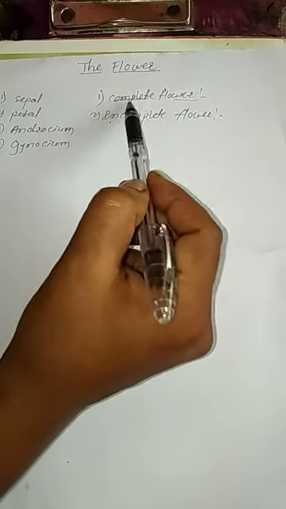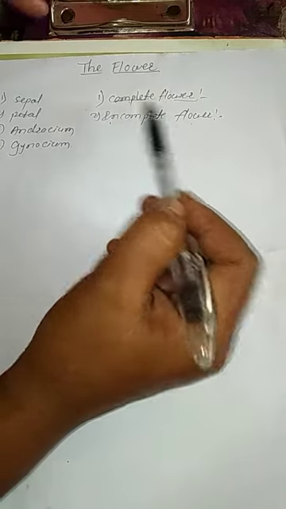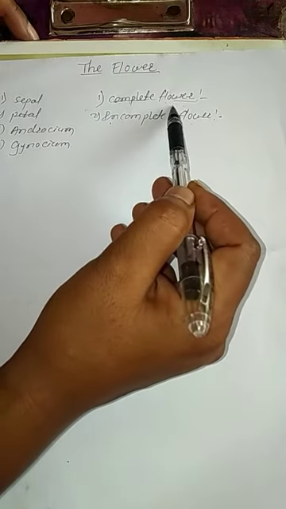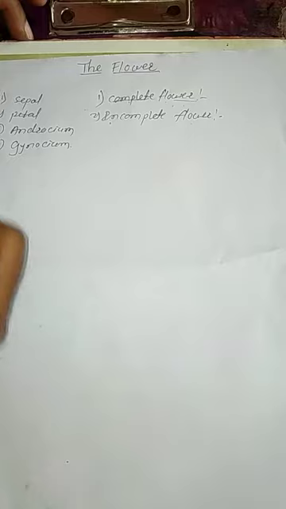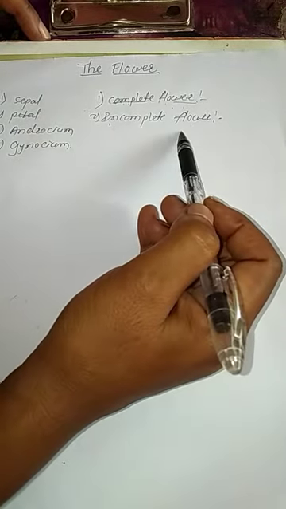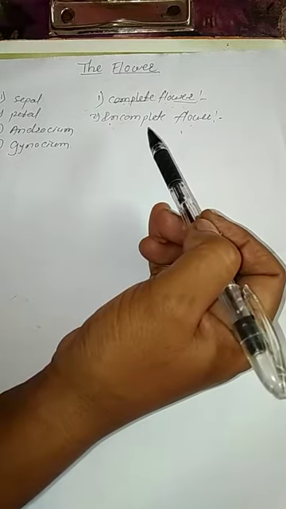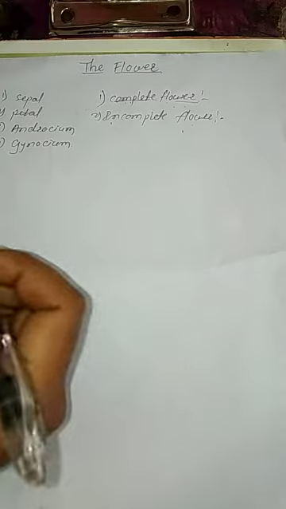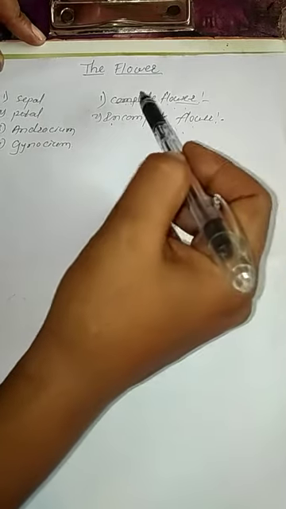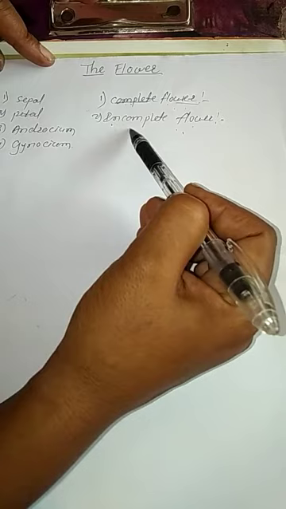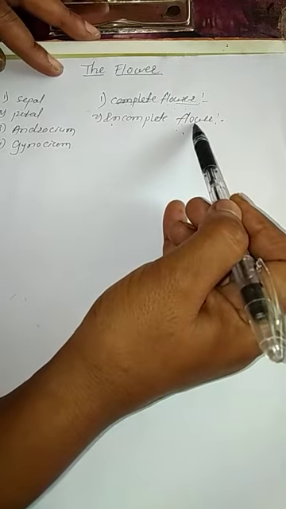Got it students? What is meant by complete flower and incomplete flower? The complete flower means the flower which contains all 4 parts. And incomplete flower means what? Any floral structure is missing in the flower. This flower is called the incomplete flower. It is also called the perfect flower and the imperfect flower.